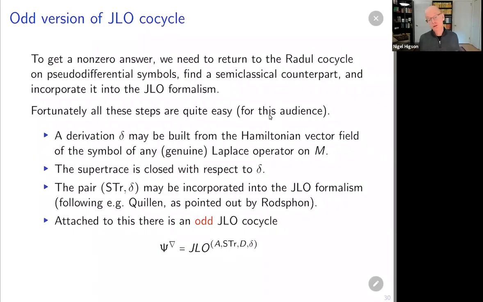So now you have not just a trace, but a derivation, and the trace is closed with respect to the derivation. And it's not a surprise, therefore, that you can elevate the even JLO cocycle to an odd version of the JLO cocycle using this extra derivation. And that's exactly what can be done. This fits very nicely into the formalism of Quillen, as pointed out by Rudy in one of his papers, Rudy Rodsphon.